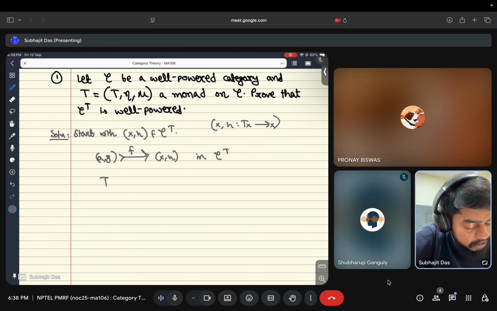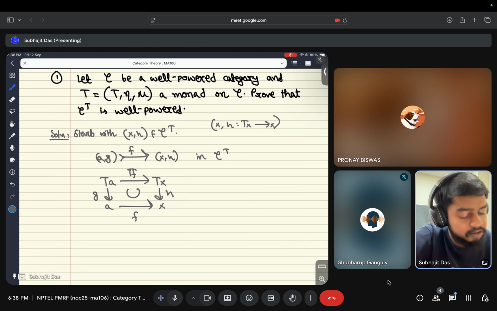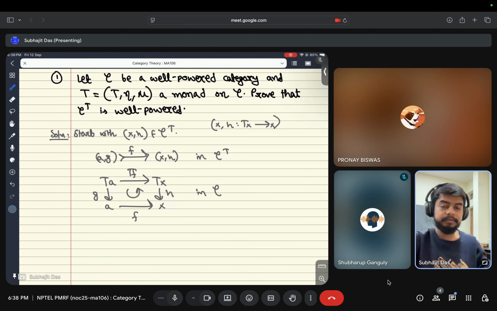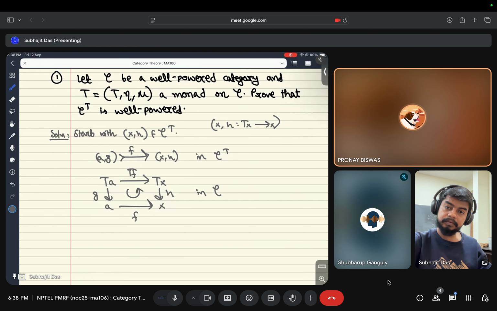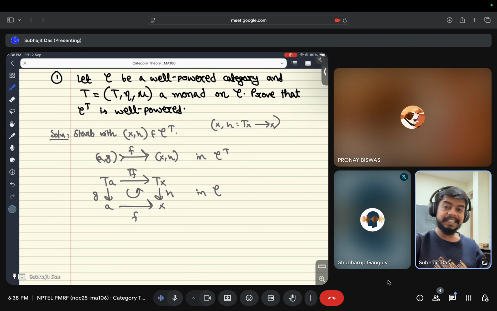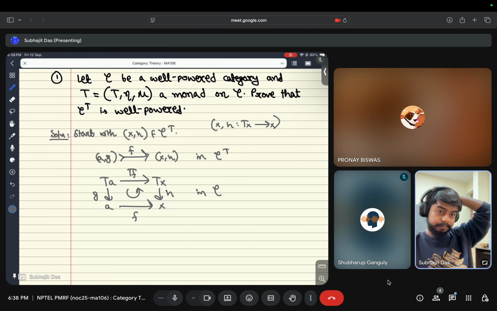Okay, so what this means is you have TA, you have TX, you have A, you have X, F, you have TF, you have G, you have H. This commutes in C. F is a monomorphism, but in CT, right? We don't know if it is a monomorphism in C. So can we say that F is a monomorphism in C as well?